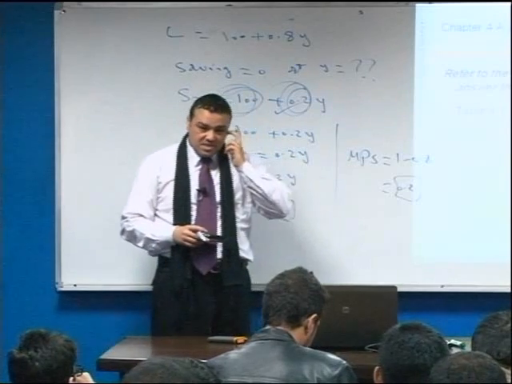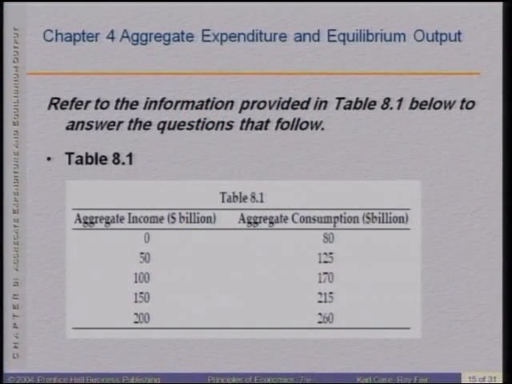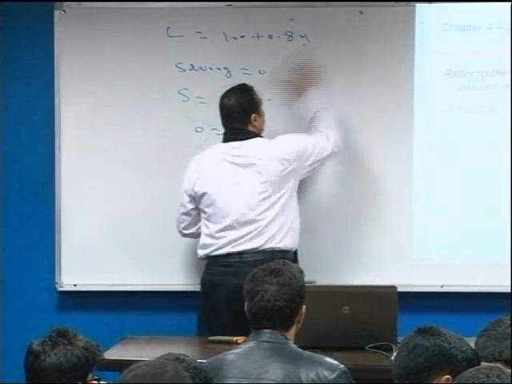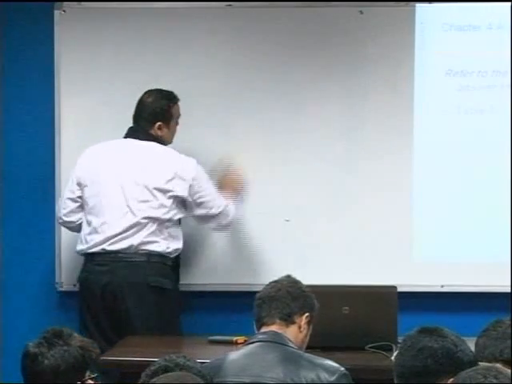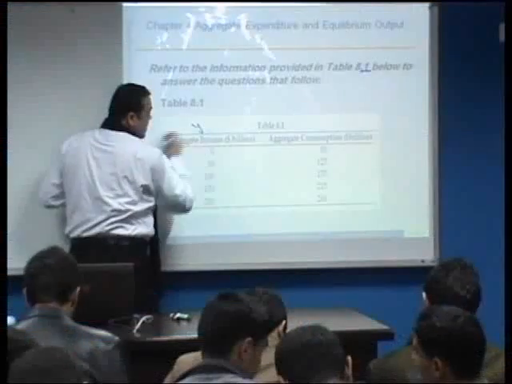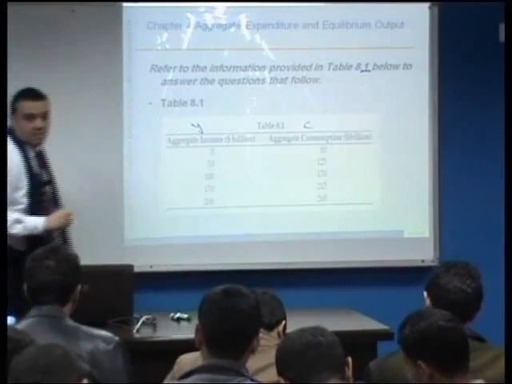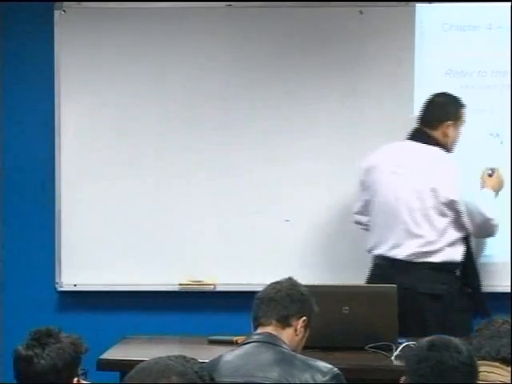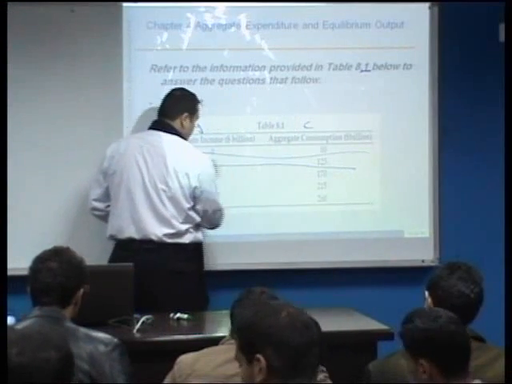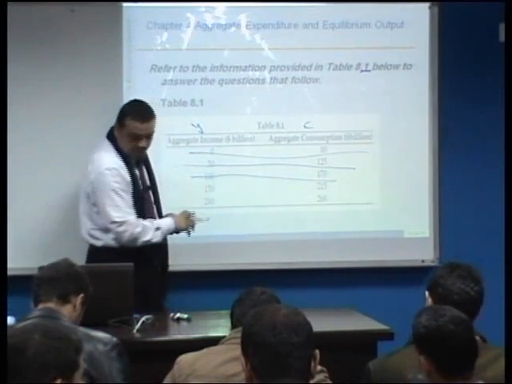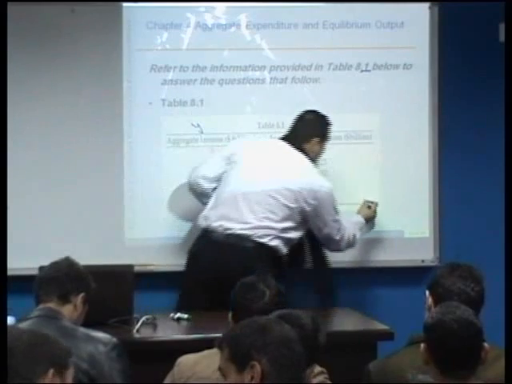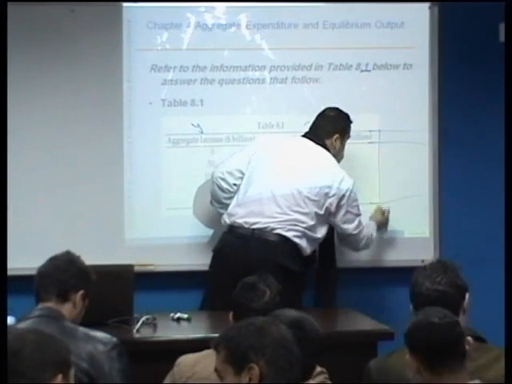Let's go to the following exercise. Suppose that we have the following information about an economy. C, or the aggregate consumption. This is the aggregate income, Y, and this is the aggregate consumption, C. Let's derive or calculate the aggregate saving. I think it's easy to calculate the aggregate saving. Yes, for each case, exactly. So let's derive the aggregate saving and then let's do different calculations.